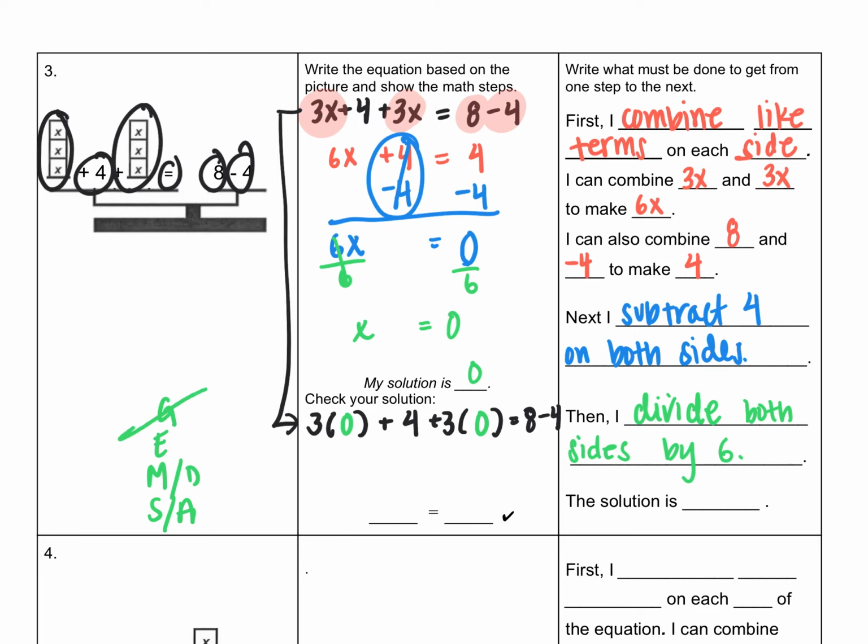There is no grouping, there are no exponents, but there is multiplication. 3 times 0 is 0. 3 times 0 is also 0. And then we have subtraction and addition. 0 plus 4 plus 0 is 4. 8 minus 4 is also 4. 4 equals 4 is true, so the solution is x equals 0.